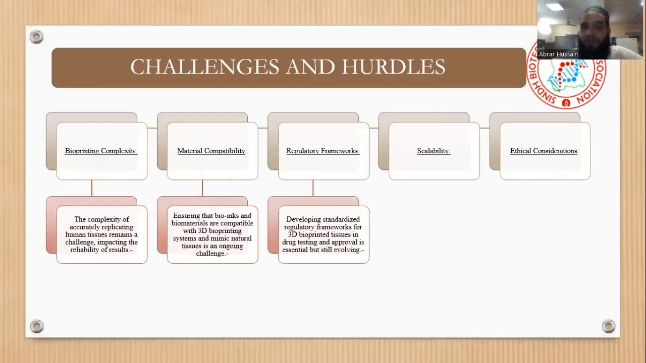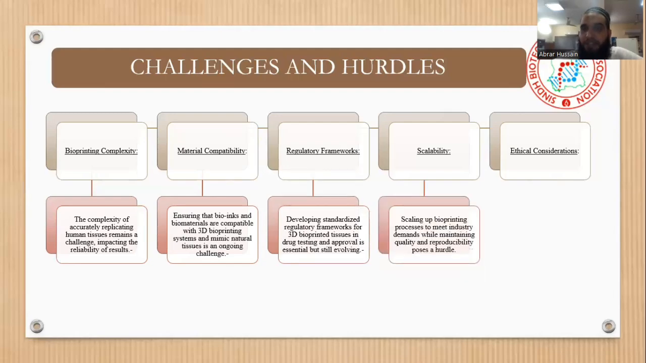The most important among them is the regulatory framework, because developing a standardized regulatory framework for 3D printing, tissue, and drug testing is essential, but still evolving. It means that there is no proper and strict guideline which must be followed for 3D printing and drug discovery. Scalability means scaling up the bioprinting process to meet industrial demand.